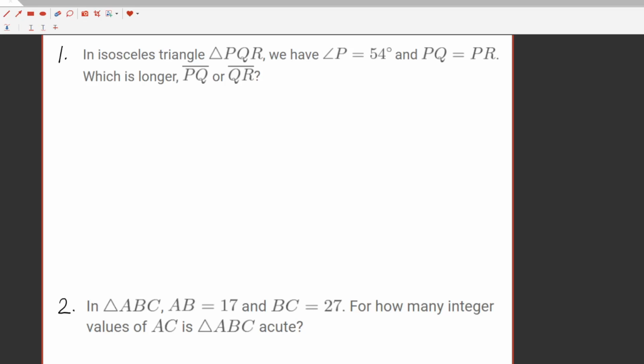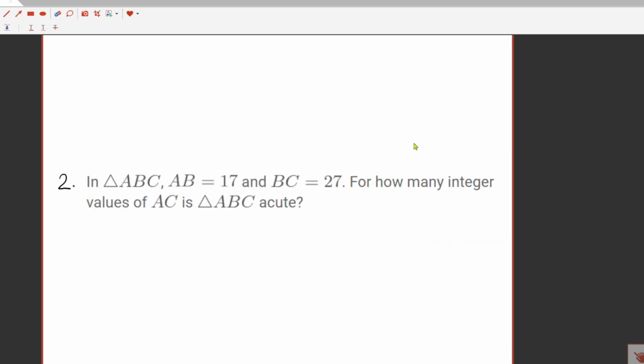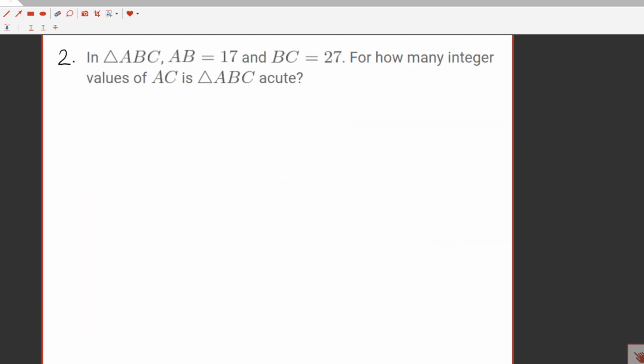Alright, let's have a look at some of the questions in homework of topic 10. Okay, question number 2. In triangle ABC, AC equals 17, BC equals 27. For how many integer values of AC is triangle ABC acute?